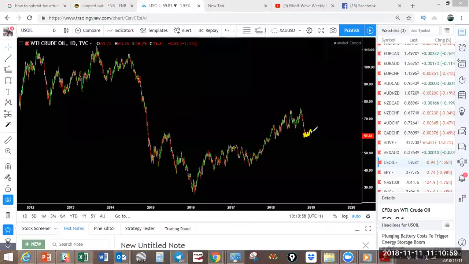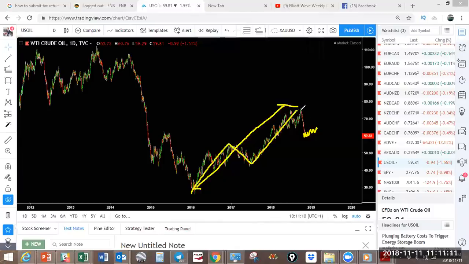If this starts correcting here now, that means that this cycle has ended, and we're going to adjust it to the rest of the sequence. Maybe this is doing a 1, is a 2, is a 3, and now we're going to have a 1, 2, 3 wave move. So let's see how this one plays out.